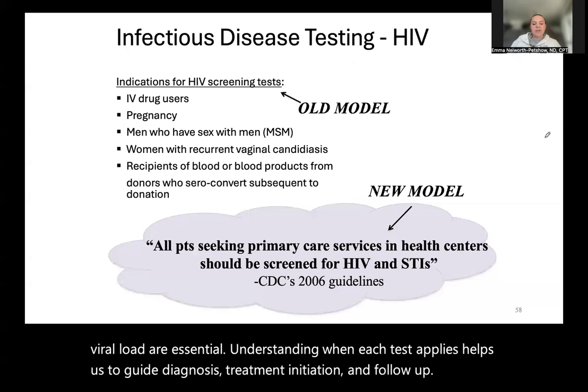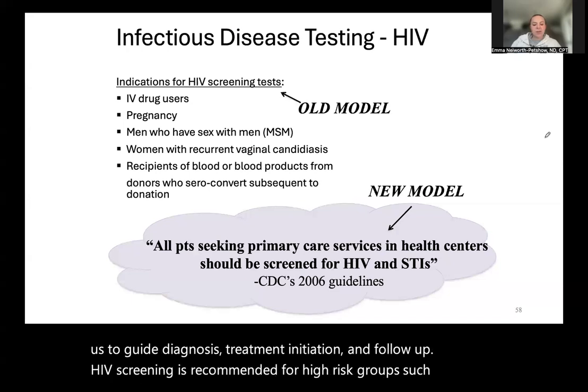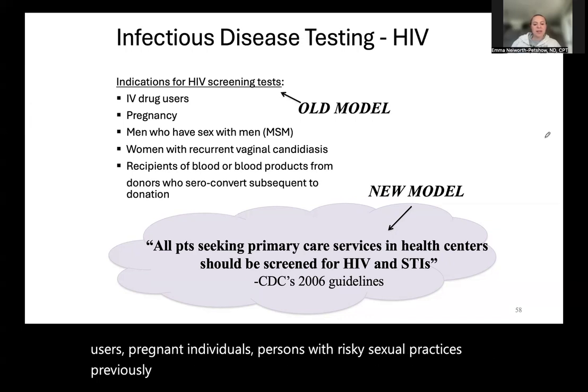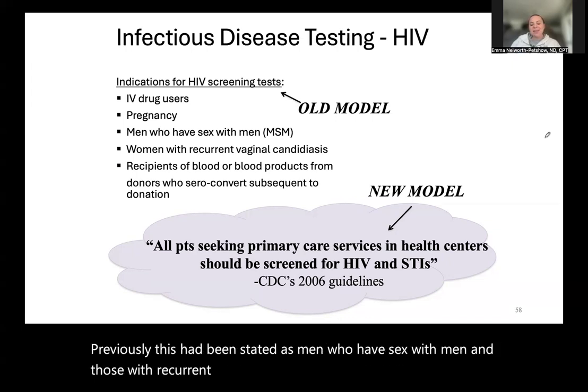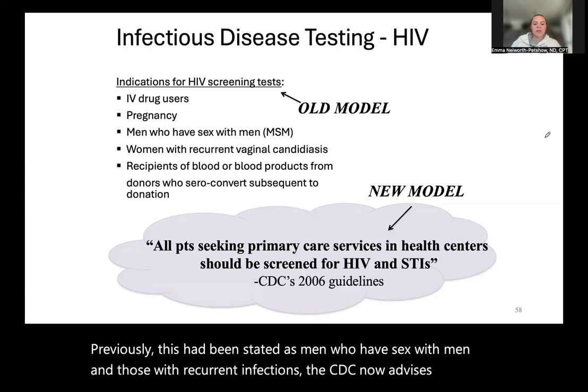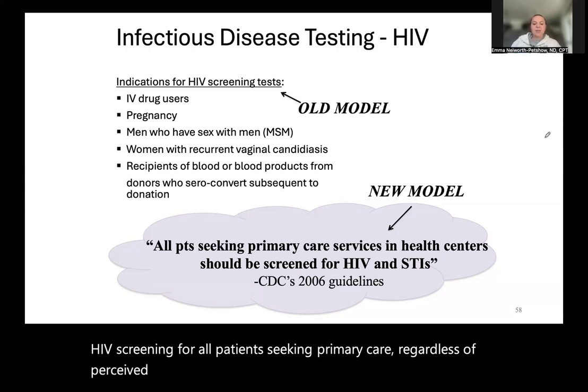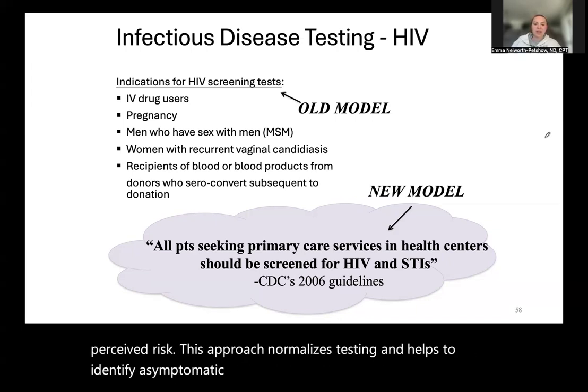HIV screening is recommended for high-risk groups such as IV drug users, pregnant individuals, persons with risky sexual practices. Previously, this had been stated as men who have sex with men, and those with recurrent infections. The CDC now advises routine HIV screening for all patients seeking primary care, regardless of perceived risk. This approach normalizes testing and helps to identify asymptomatic cases earlier, improving outcomes and reducing transmission.